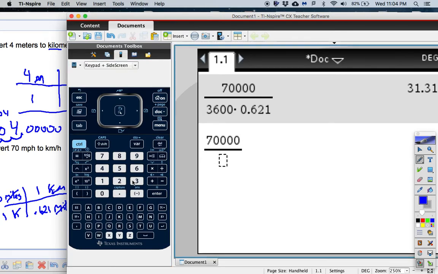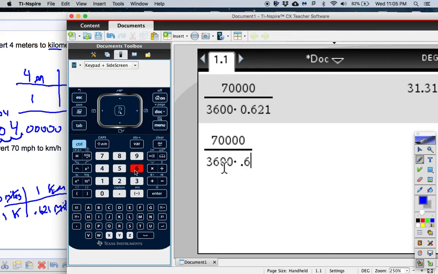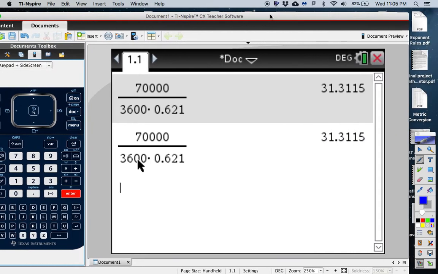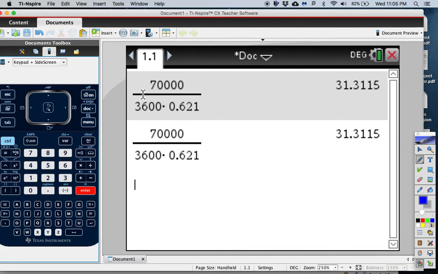Then on the bottom you're just going to type in 3600 times 0.621 and hit enter, and it will give you exactly the same number. So it doesn't really matter which way you do it, you'll get the same answer. You just make sure that it looks the same as the way you set it up. If it doesn't, then you have a mistake somewhere. So make sure you're careful with this.